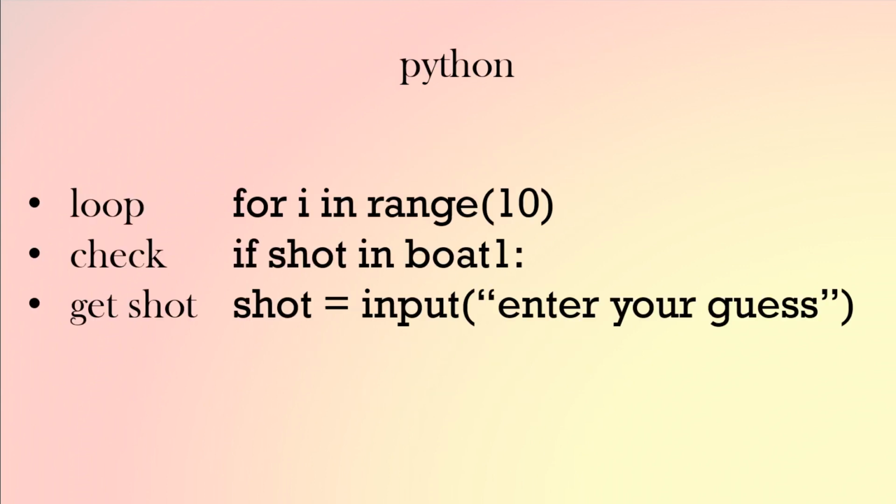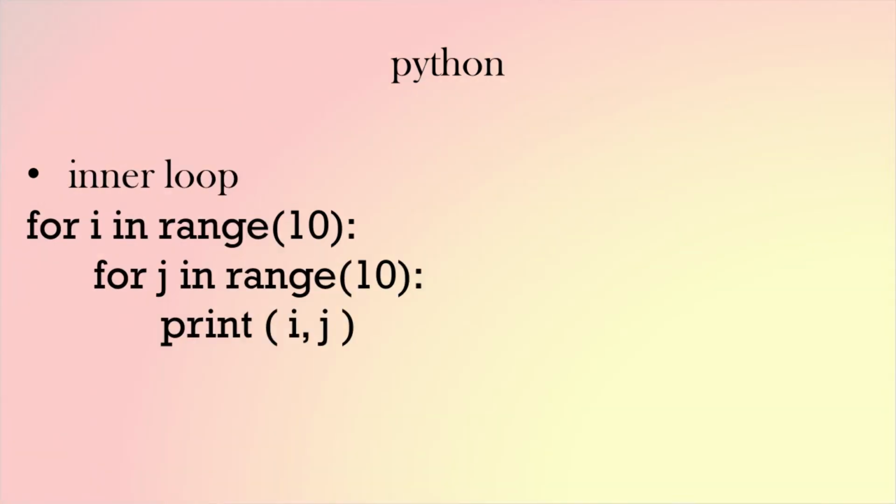So in Python, as I said, we will use loops like a for loop. We're going to check if a shot is in a boat, so we're going to use if statements, if, elif and else, and also we're going to get the shot from the user, so we're going to use input. As I said in part A, perhaps the most complex thing is just using an inner loop. So we can use a for loop inside another for loop.